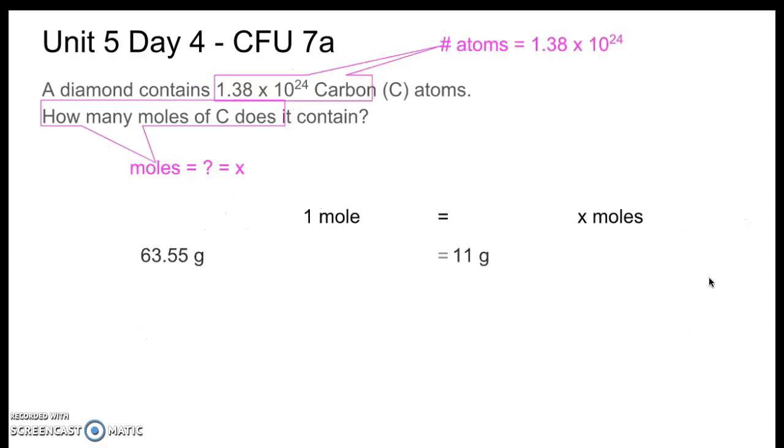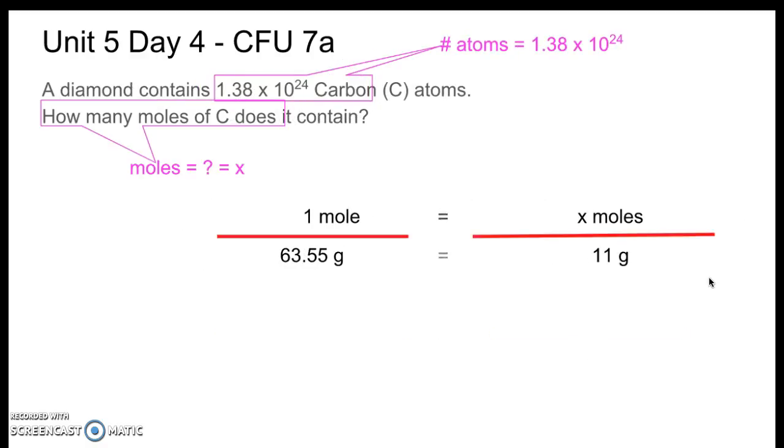All right, here are the two fractions again. Notice once again that if you have moles in the numerator in one fraction, you should have moles in the numerator of the other. Your units have to match up. Grams in the denominator, grams in the denominator. Go ahead and solve using cross multiplication, and then when you press play again, you'll see my work.